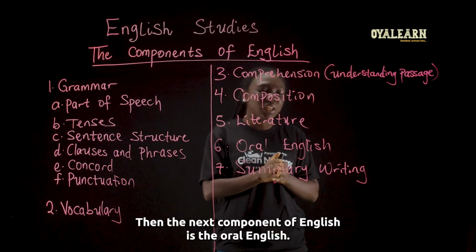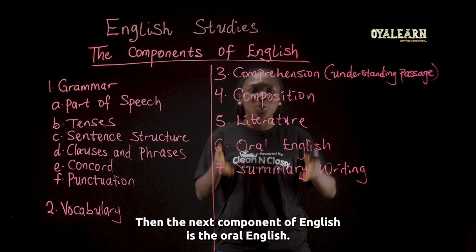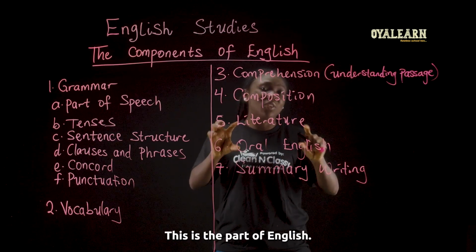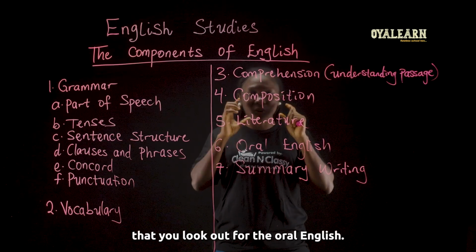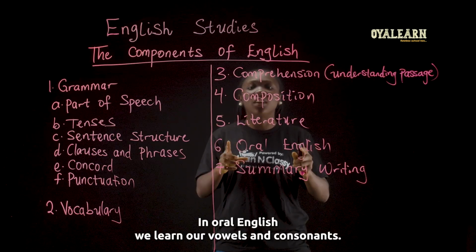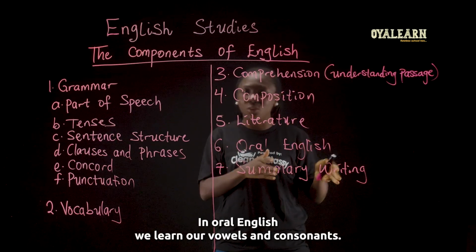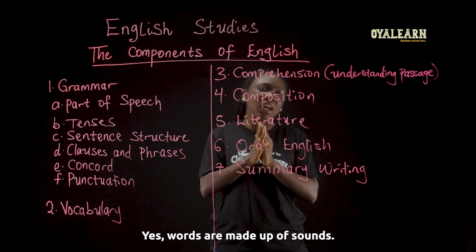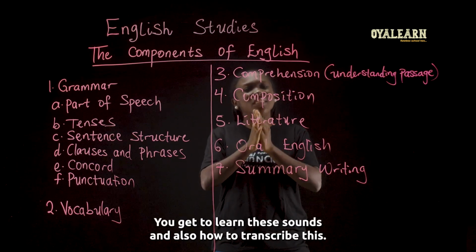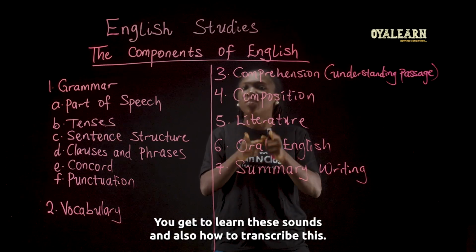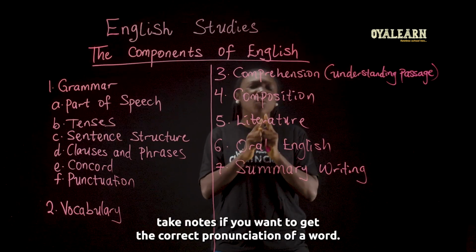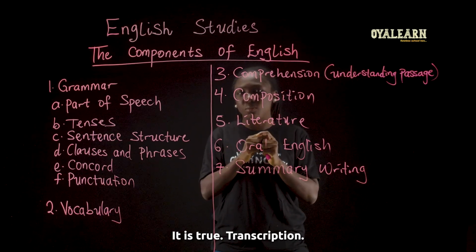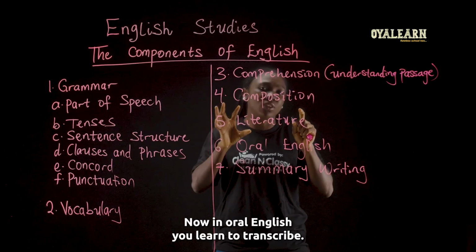Then the next component of English is oral English. If you want to speak correctly and pronounce words correctly, this is the part of English that you look out for, the oral English. In oral English, we learn our vowels and our consonants. Words are made up of sounds. In oral English, you get to learn these sounds and also how to transcribe them. Take note: if you want to get the correct pronunciation of a word, it is through transcription. So in oral English, you learn to transcribe.